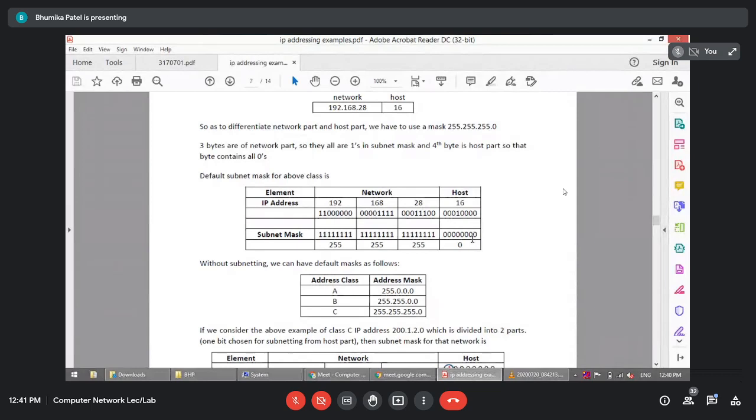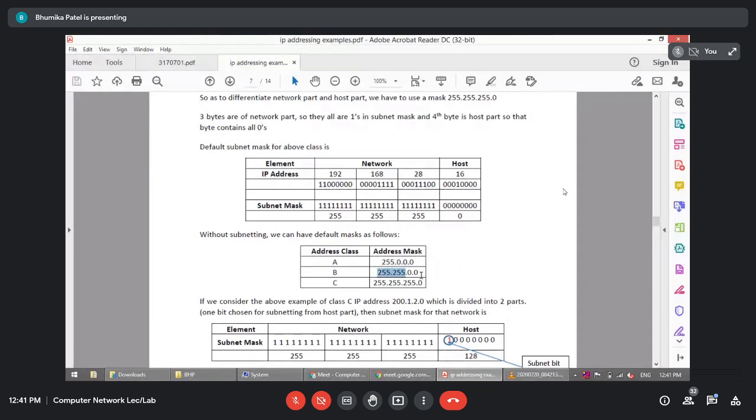That means whenever your network is not divided into subnets, the default subnet mask for class A will be 255.0.0.0. For B it will be 255.255.0.0. For class C it will be 3 times 255 and the last will be 0, because we have not divided the network. So in class A the first 8 bits are the network ID, in class B the first 16 bits are the network ID. So it will be 16 ones and the last 16 bits zeros, and here the last 24 bits are 0.